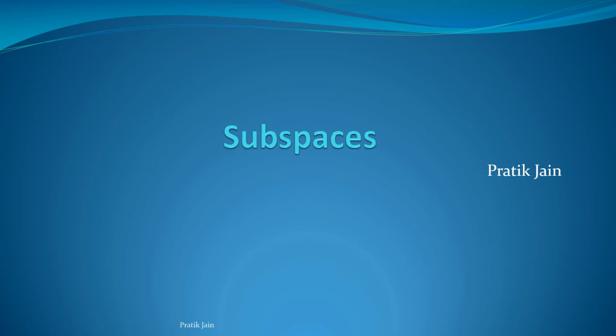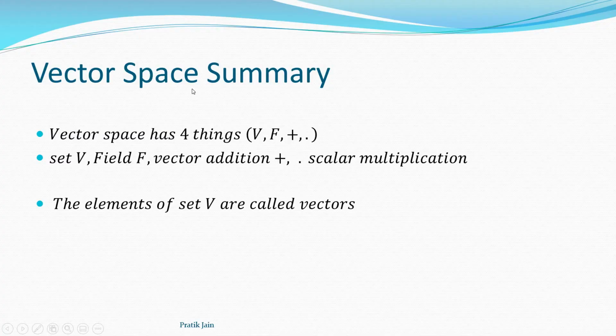Hello guys, in this video I'm going to be talking about subspaces. Till now we have seen the vector space. So what is a vector space? It has four things. It has a vector, it has a field, any two vectors can be added and they should again belong to the same vector space, and they can be multiplied by a scalar, and that scalar comes from the field. So this is something that we have seen.